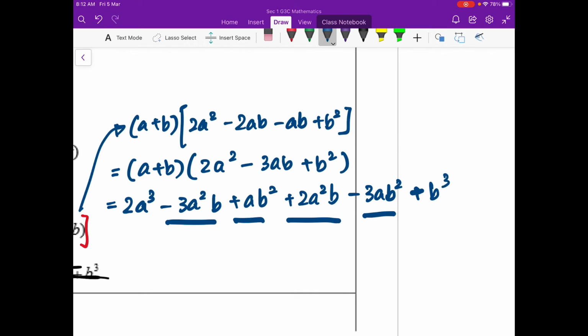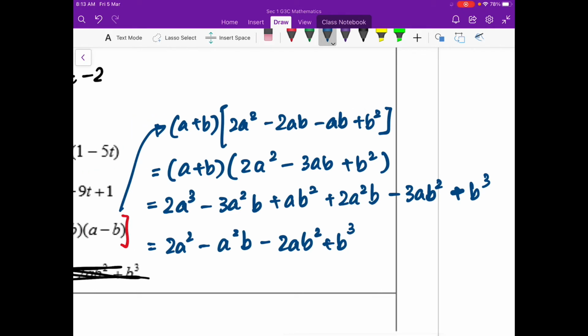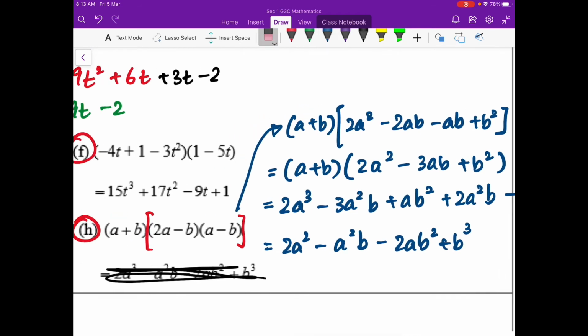So combine all your like terms together. 2a cubed, minus 3a squared b plus 2a squared b, so just negative a squared b. ab squared minus 3ab squared, minus 2ab squared, and last one plus b cubed. And this will be the same.